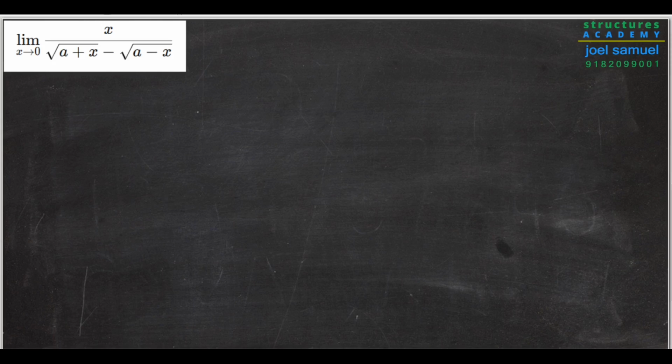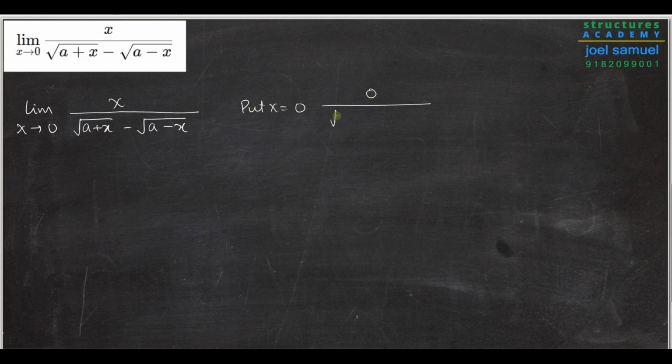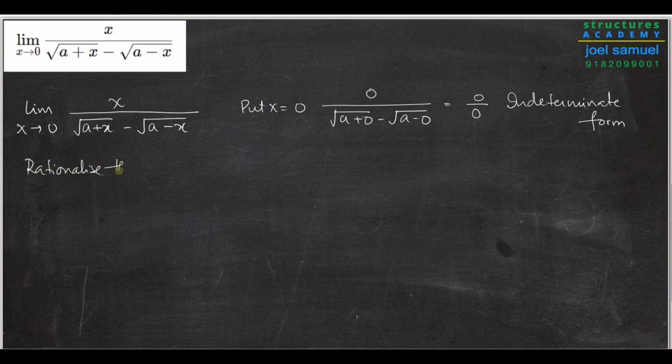So let's write down the limit as x approaches 0 of x divided by (square root of a plus x minus square root of a minus x). So first we try to put x as 0, and then the numerator becomes 0 and the denominator becomes root of a plus 0 minus root of a minus 0, which is root a minus root a. So again we end up with the indeterminate form. So now we rationalize the denominator.